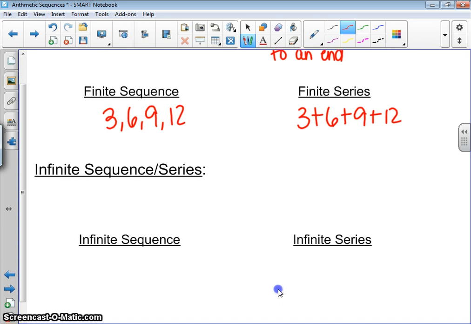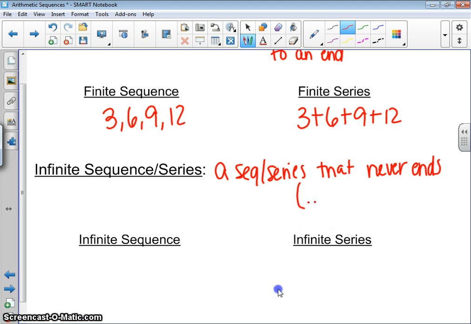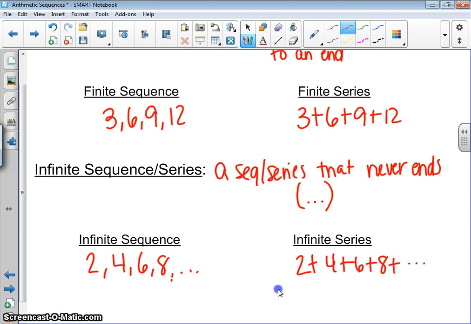Now an infinite sequence or series is a sequence or series that never ends. Like I said, that will be represented with an ellipsis on the end. An infinite sequence would be something like 2, 4, 6, 8, ... An infinite series would be 2 plus 4 plus 6 plus 8 plus ... And so the infinite is going to be represented by this ellipsis.